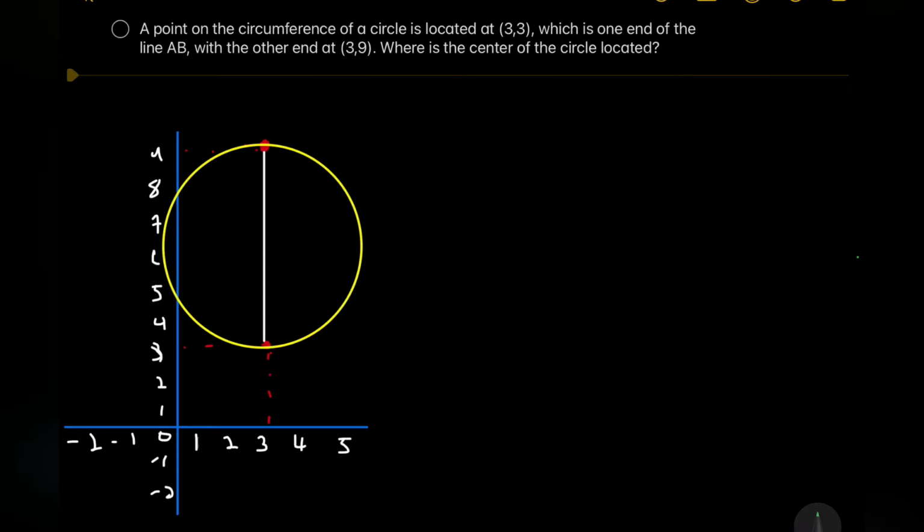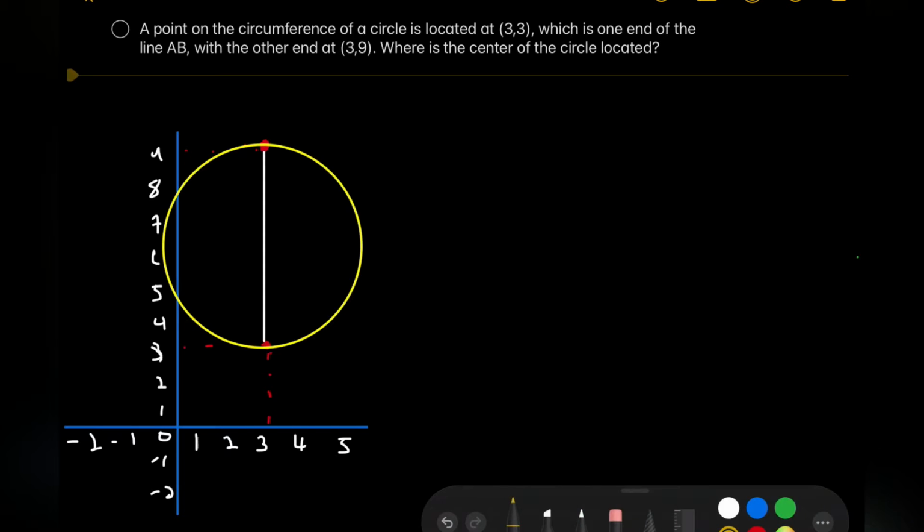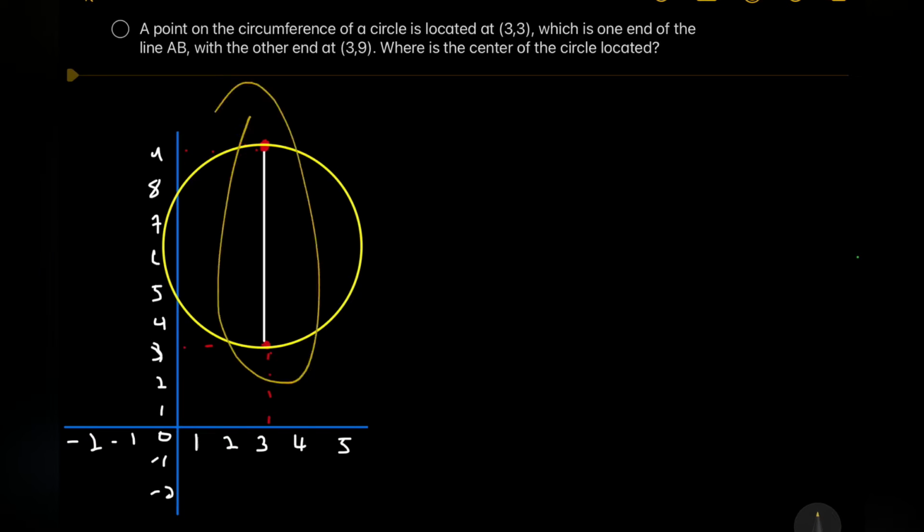So we're going to find the center of the circle. By the way, this is not drawn to scale, so if the white line doesn't seem to cut through the center of the circle, it is meant to be through the center of the circle. The white line should represent the diameter of the circle. So let's get back to the question. We're going to find the midpoint of this line here.